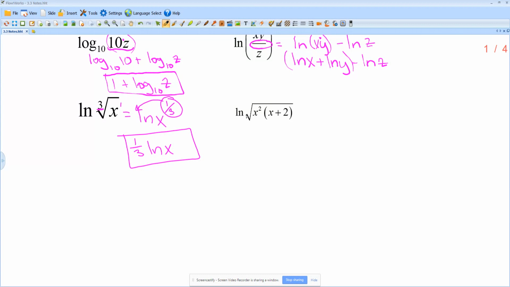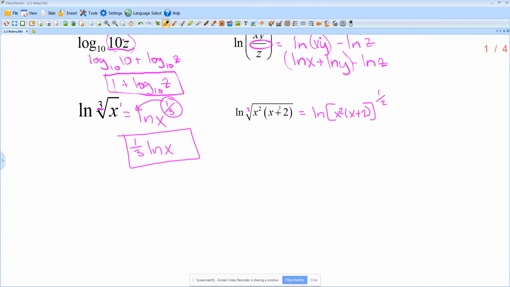I have the natural log of the square root of x squared times x plus 2. So the first thing I'm going to do is rewrite this. This is the same as the natural log, and I'm going to use brackets just to give me a different type of parentheses, of x squared times x plus 2. The square root, so the type of root I'm taking is the second. And this whole thing is really just to the first power. Like I'm square rooting this whole thing.